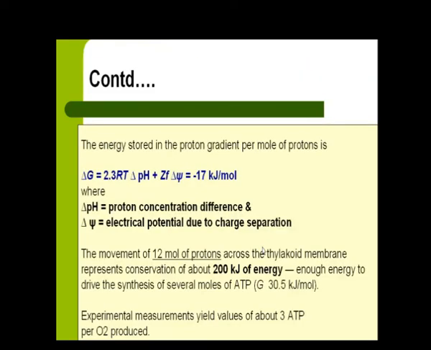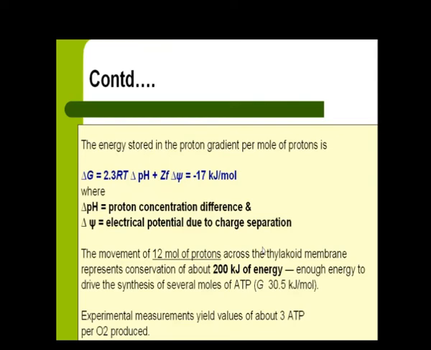Okay, 12 moles of protons across the thylakoid membrane represent conservation of about 200 kilojoules of energy, enough to drive the synthesis of ATP. That means this throwing of protons from the stroma into the lumen generates a proton gradient or a proton motive force, because of which your ATP synthase can synthesize ATP.